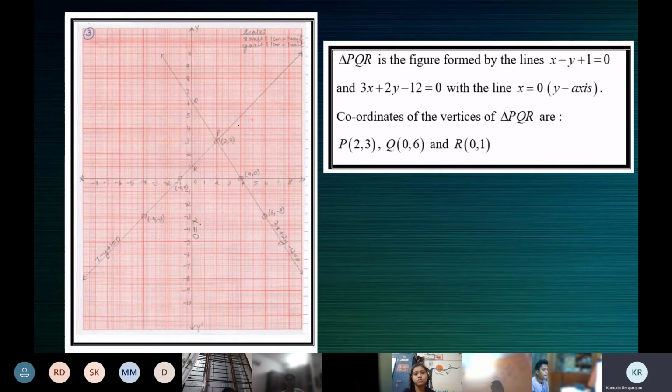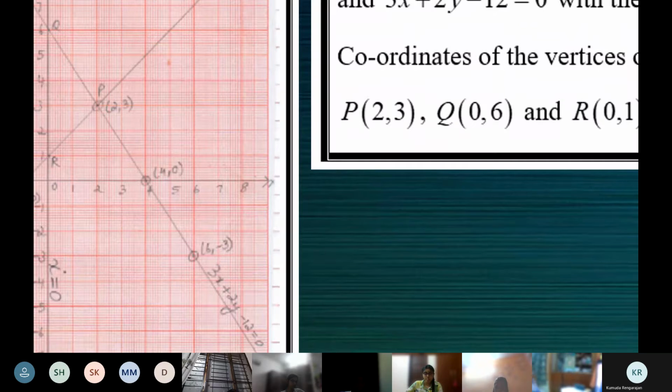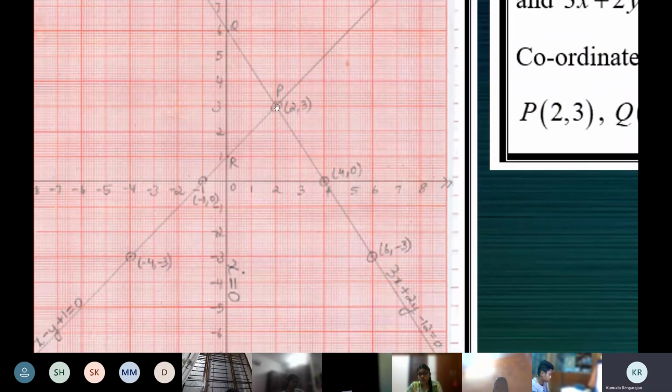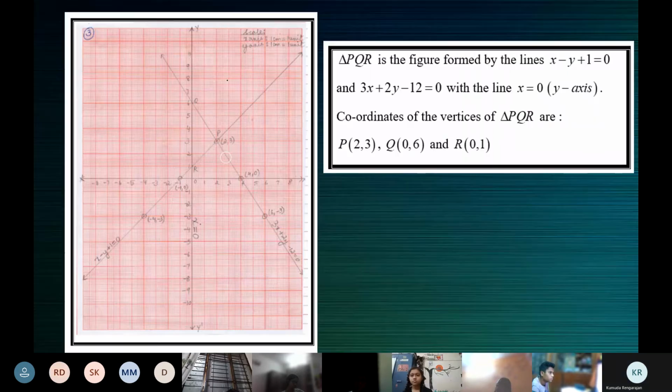So the coordinates are, you see here, this one and this one. These are the coordinates. I've called the triangle PQR. P (2, 3), Q (0, 6), and R (0, 1) are the vertices of the triangle bounded by the two lines and x equal to 0, the y-axis.